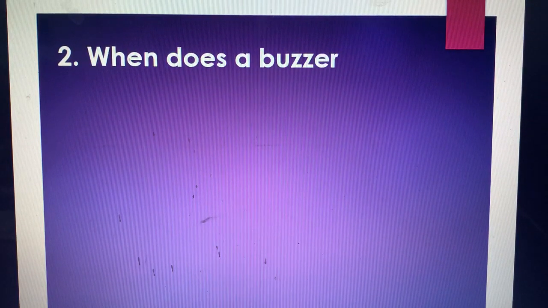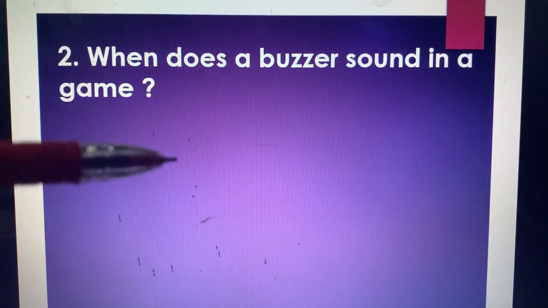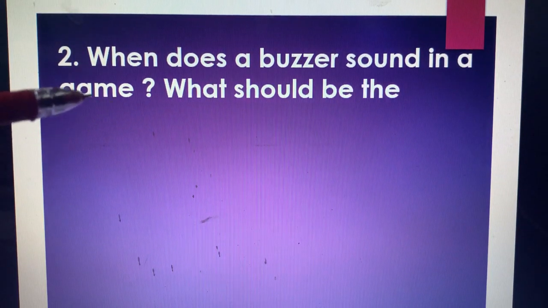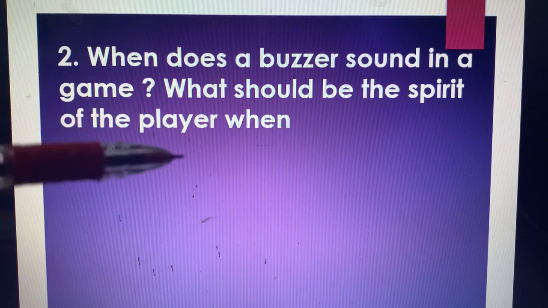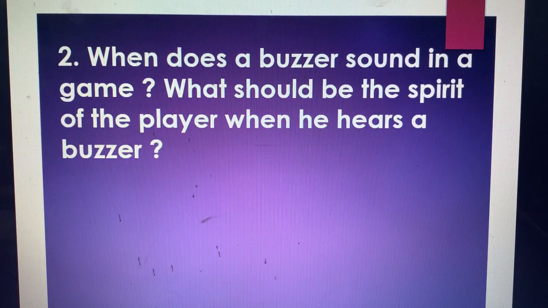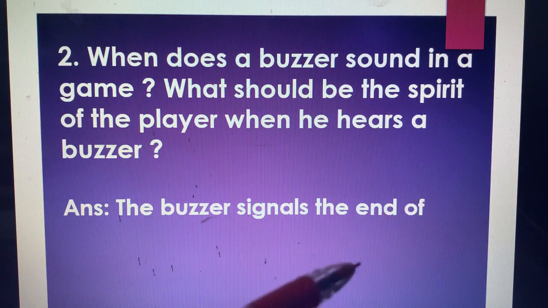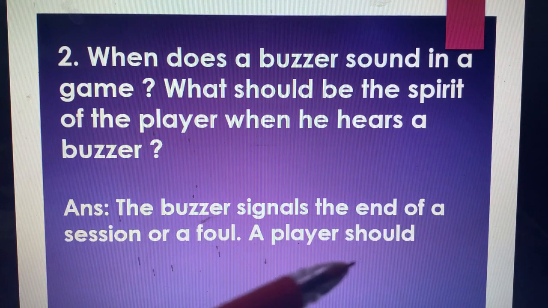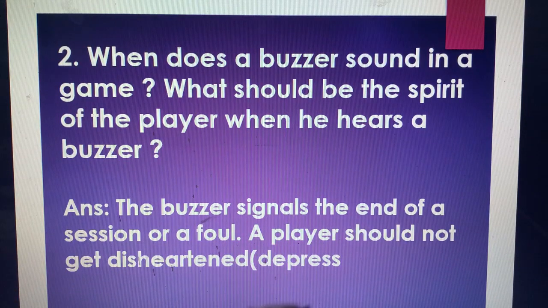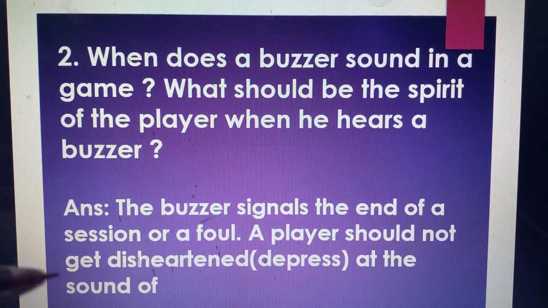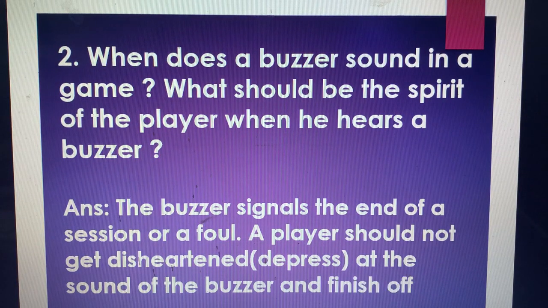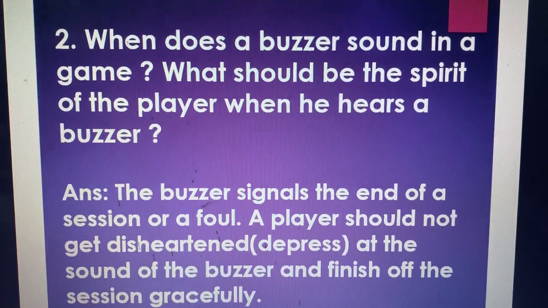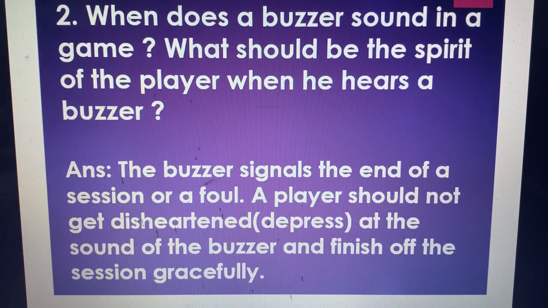So the next question is, the second one, what does a buzzer sound? When does a buzzer sound in a game? Kab hota hai buzzer ki awaaz kab aati hai? What should be the spirit of the player when he hears a buzzer? Aur jab bhi wo buzzer sunta hai to wo kaise react karta hai? So what is a buzzer? The buzzer signals the end of a session or a foul. So how does a player react? A player should not get disheartened or depressed at the sound of the buzzer, and should finish off the session gracefully.